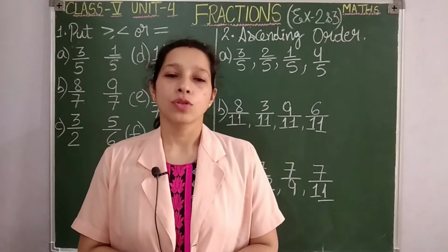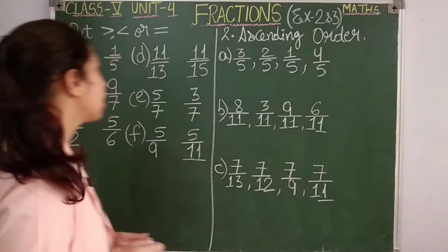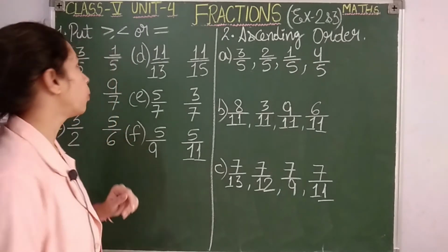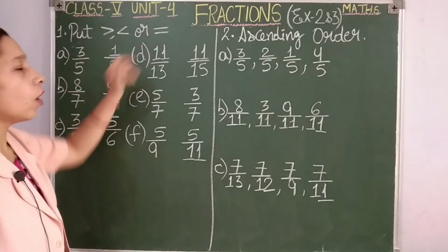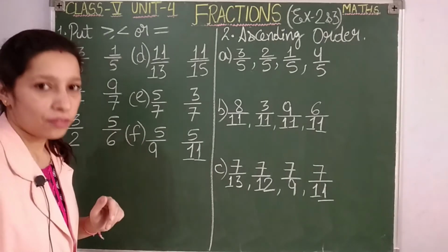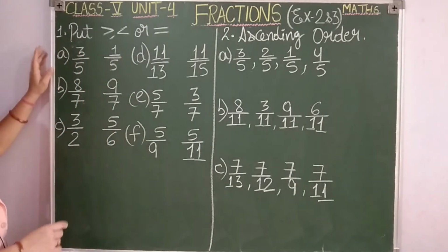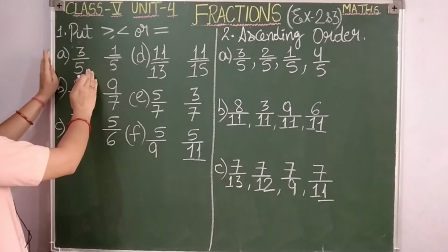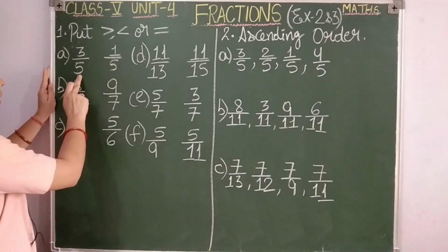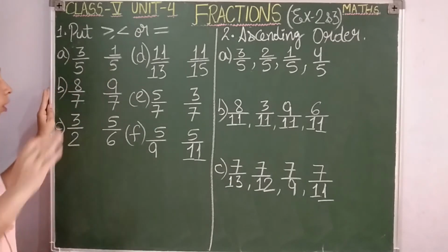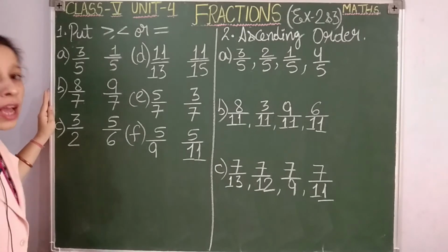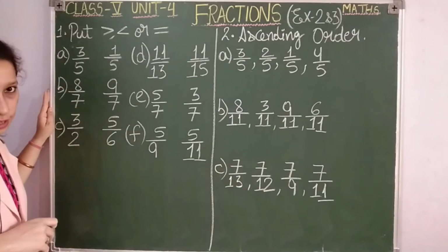Okay students, so let us see exercise 3, question number 1. It says compare the following fractions and put the sign greater than, less than or equal to. So you are going to compare fractions. Let us see how, students. You can see the first point here: 3 by 5, then a dash is given and 1 by 5 is written. First of all, the denominator is 5 for both the fractions, that means they are like fractions. Now how to tell which one is greater, students?